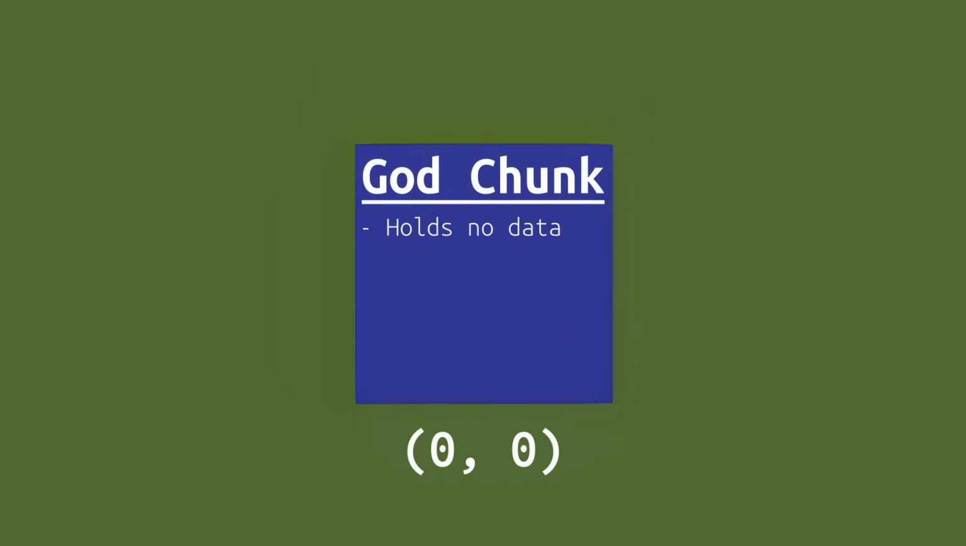Remember that chunk at 0, 0? I am now declaring this chunk to be the God chunk. It will not hold any data, and it will now serve as a reference point for all of the other chunks in the world. From now on, everything to the north of the God chunk will be reserved for file storage, and everything to the south will be reserved for the database.